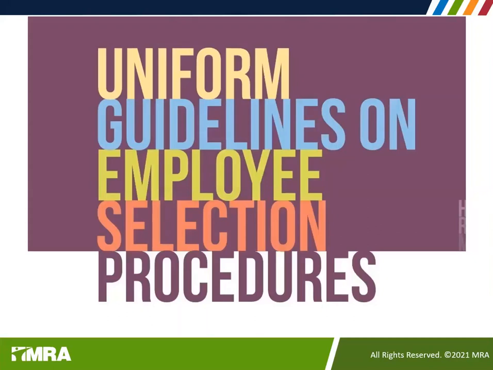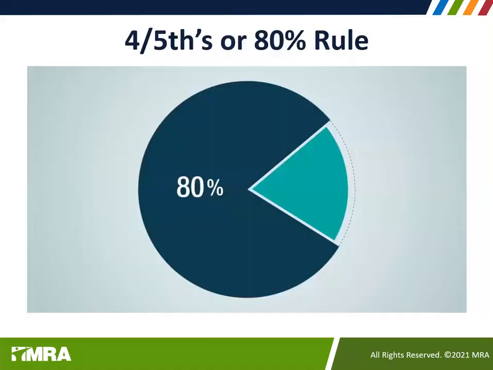Though the uniform guidelines are not legislation or law, they are relied on by courts as a source of technical information and are typically given significant weight. The 4/5 or 80% rule is the simplest and most common way of estimating adverse impact. The uniform guidelines indicate that the 4/5 rule is the preferred method for determining adverse impact unless samples are very small or very large.